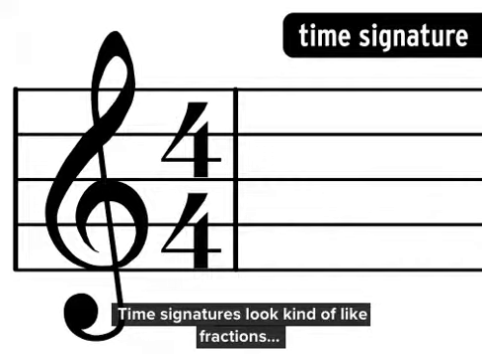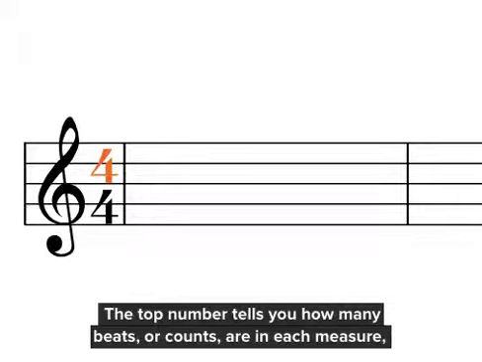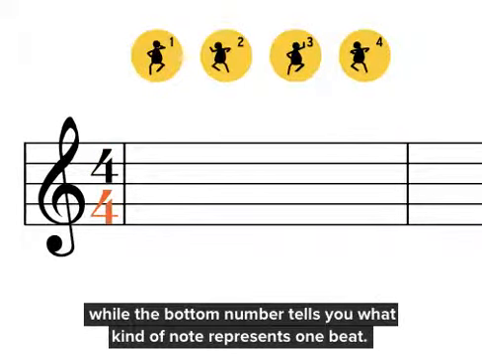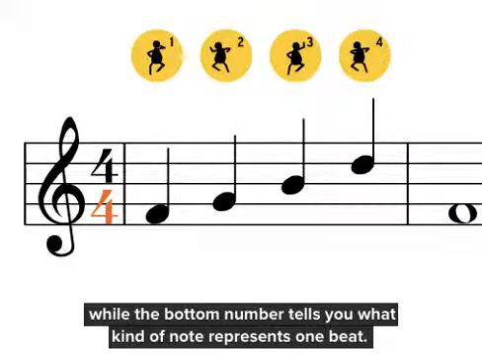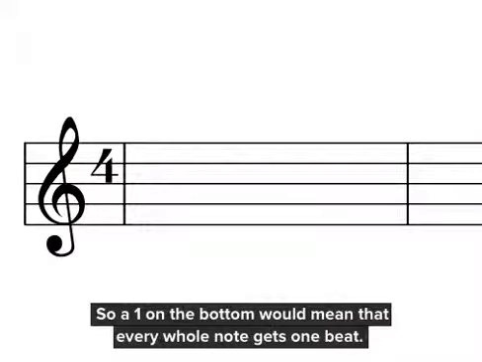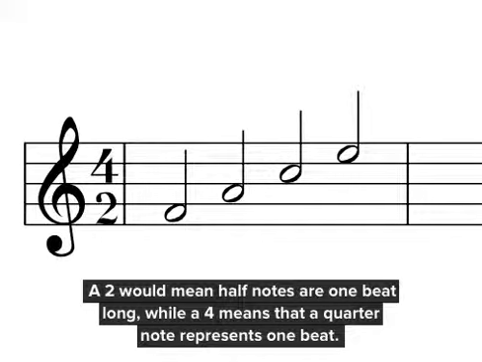Time signatures look kind of like fractions, but they're not fractions. The top number tells you how many beats or counts are in each measure, while the bottom number tells you what kind of note represents one beat. So a 1 on the bottom would mean that every whole note gets 1 beat. A 2 would mean half notes are 1 beat long, while a 4 means that a quarter note represents 1 beat, and so on.